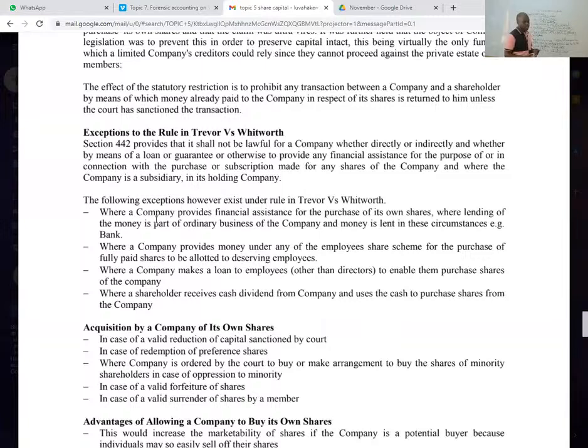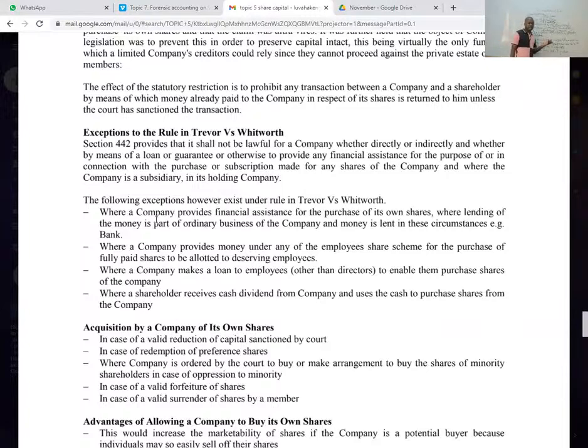Then number two, where a company provides money under any employee share scheme for the purchase of fully paid shares to be allotted to deserving employees. So maybe the company has some of the packages they have given to its employees. If you perform so well, they can give you some amount of money, you buy the shares of the company. So it's like a compensation scheme they have in the company, like a package, part of the allowances.